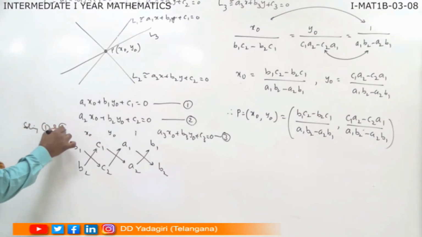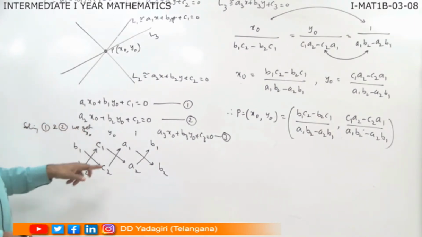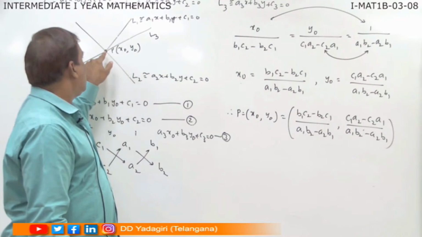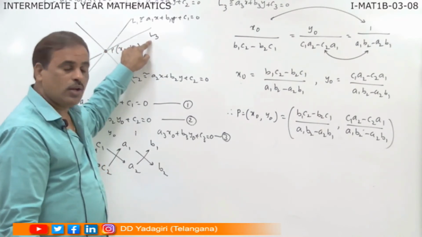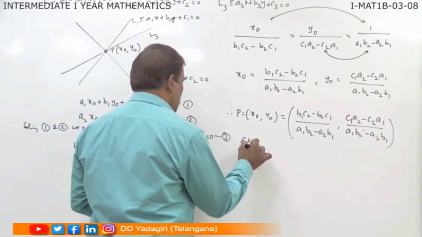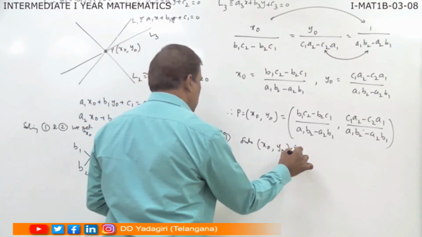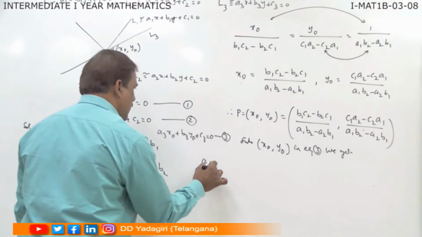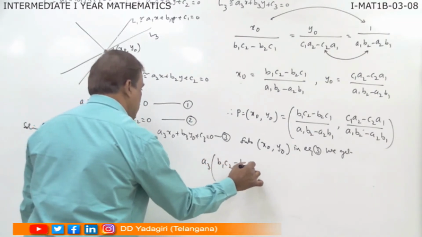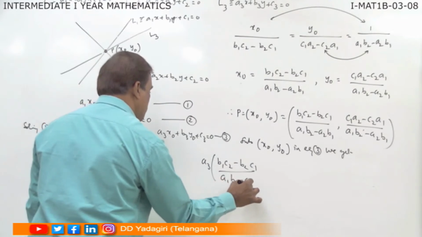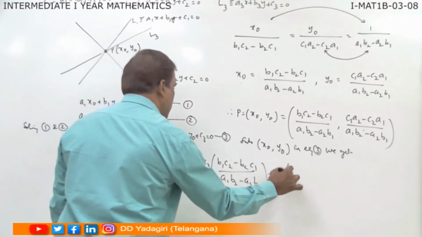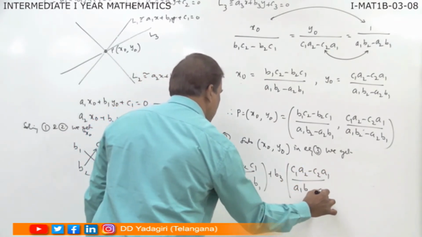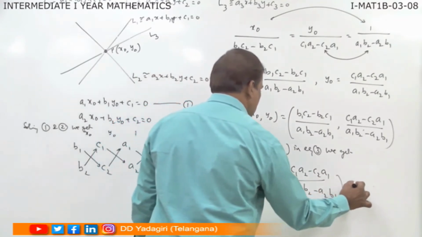Solving 1 and 2, we get x0 and y0 to be this. When the three lines are concurrent, this point (x0, y0) should satisfy the third line also. Substituting (x0, y0) in equation 3, we get a3 into (b1 c2 minus b2 c1) by (a1 b2 minus a2 b1) plus b3 into (c1 a2 minus c2 a1) by (a1 b2 minus a2 b1) plus c3 is equal to 0.